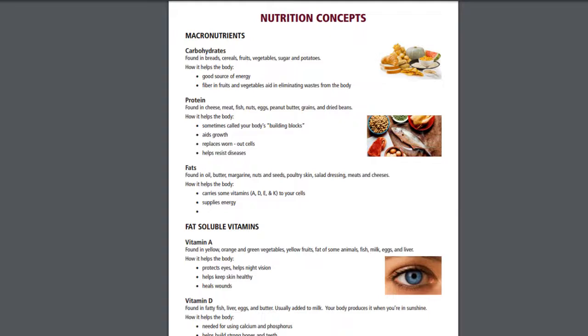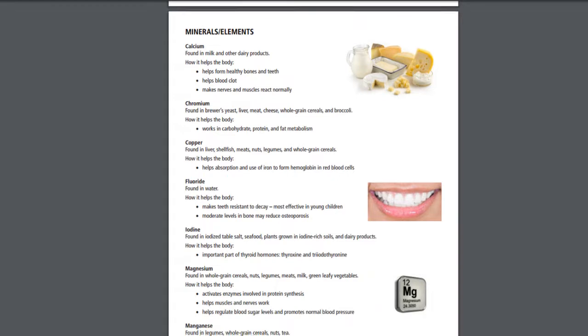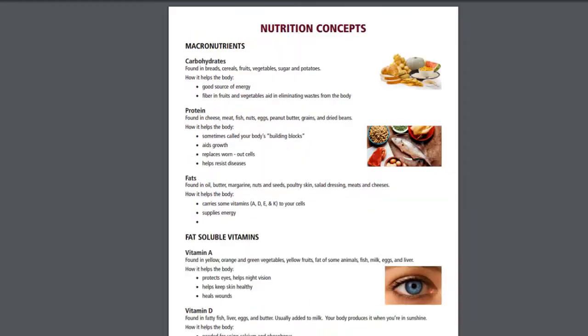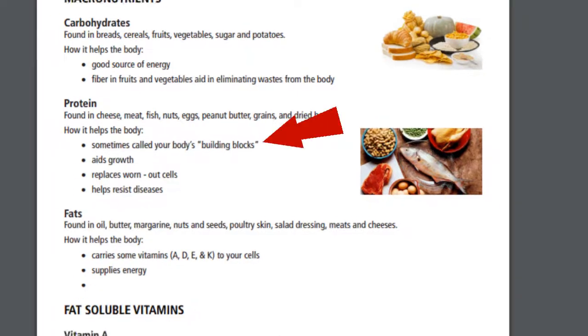The Nutrition Concepts was referenced earlier. Here you can see macronutrients, including carbohydrates, protein, and fats, the fat-soluble vitamins, the water-soluble vitamins, the minerals or elements, and the electrolytes. The important information you can find in this resource is what types of foods provide certain macronutrients or other types of nutrients, and what they do for the body.